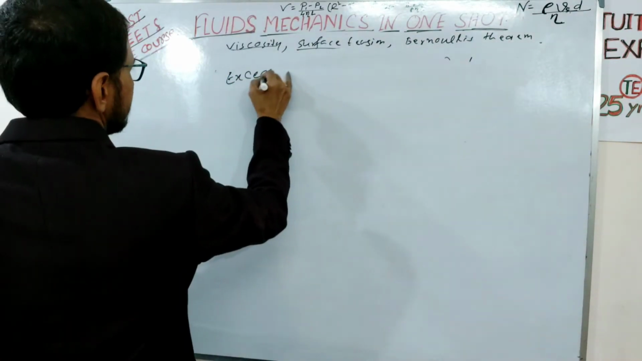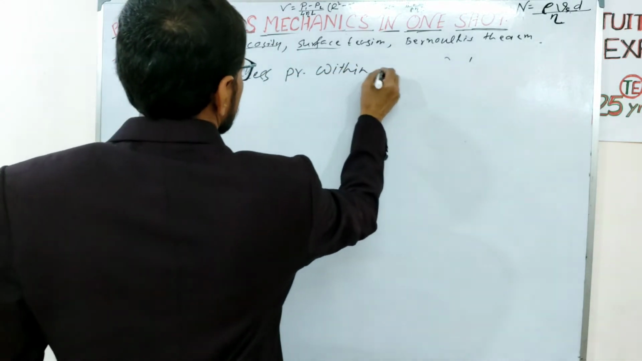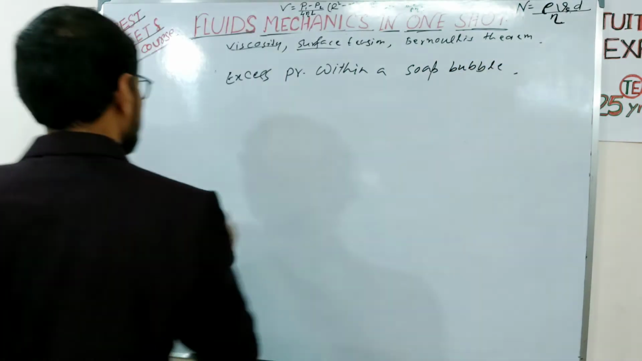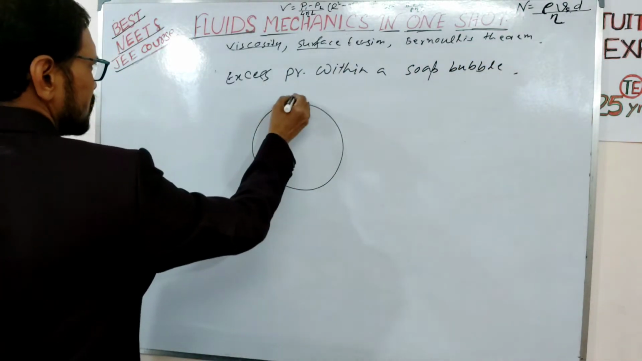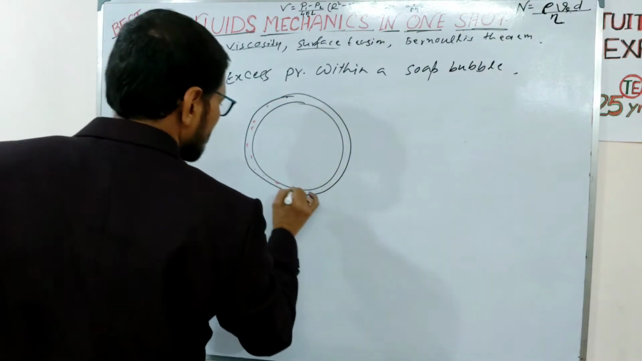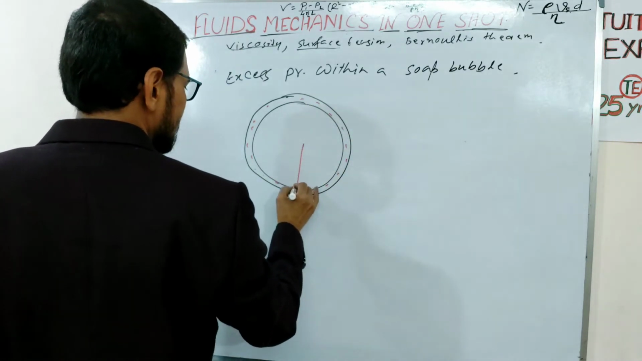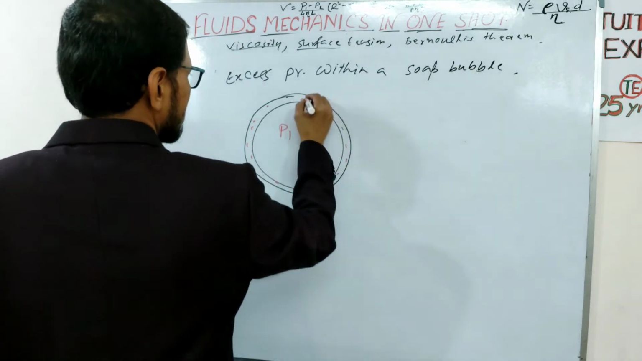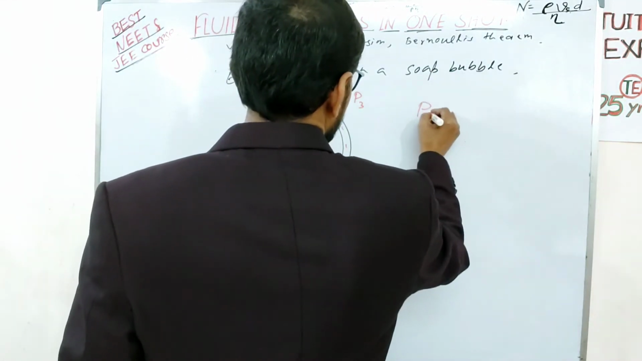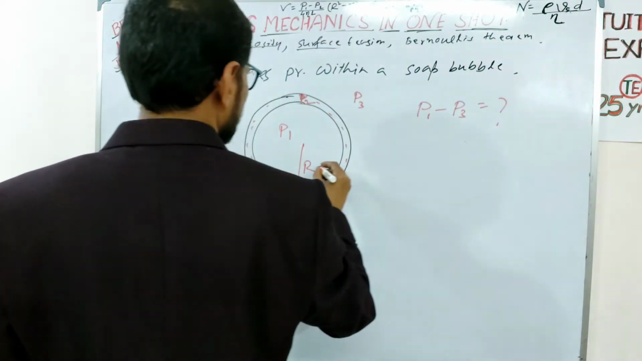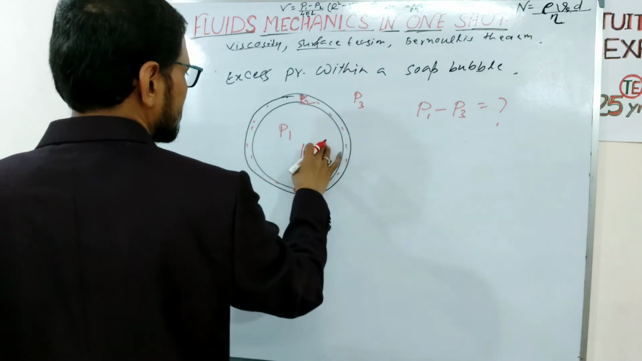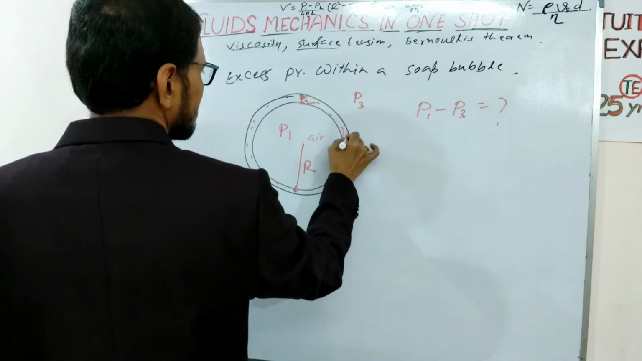Excess pressure within a soap bubble. A soap bubble has two interfaces. Suppose this radius is R, pressure here is P1, here is P2, and here is P3. So excess pressure is P1 minus P3, equal to what? Here are two interfaces: air and liquid, liquid and air.